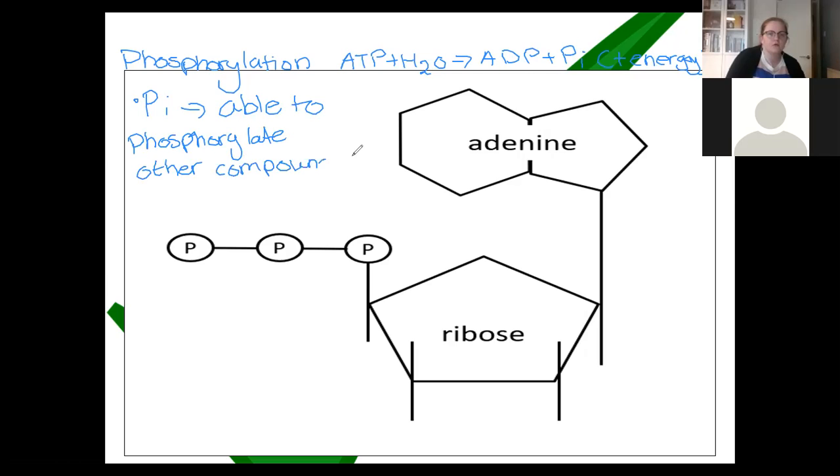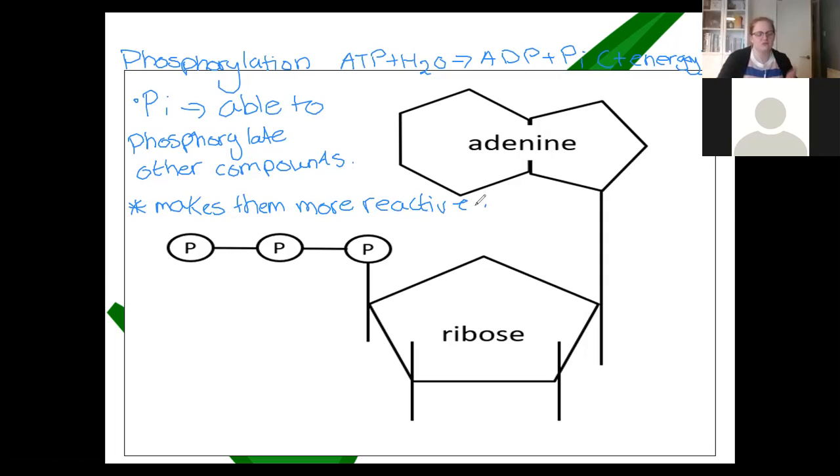As well as releasing ADP and the energy, which is the really important part, this phosphate can actually go along and phosphorylate other compounds. Phosphorylating other compounds is really useful because it makes them more reactive. So that helps for any other further reactions that might need to go on later.